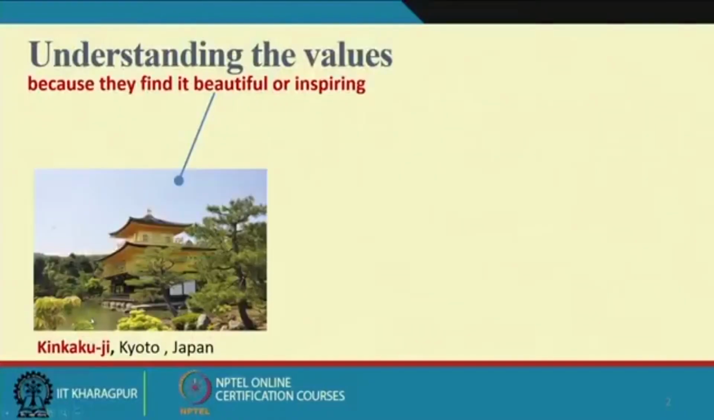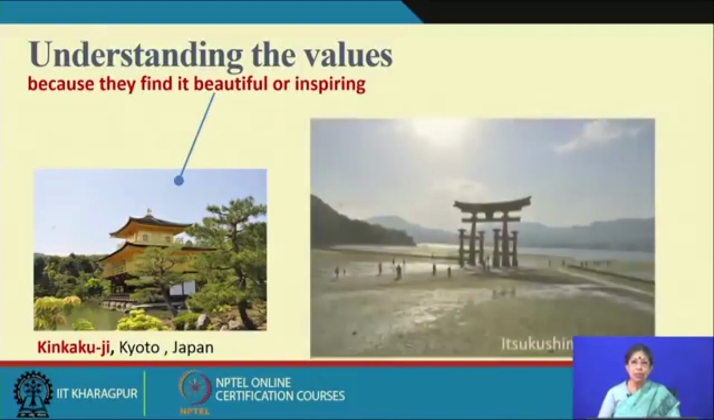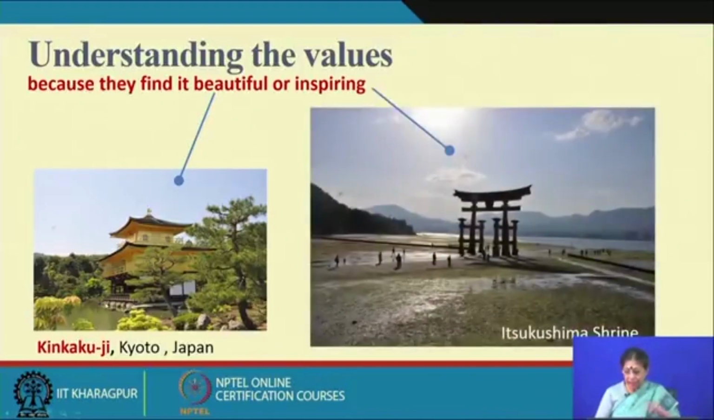If you remember, in the last lecture we talked about a temple in Kyoto, Japan, the Kinkakuji temple. I said that it is a beautiful temple, that its significance is its beauty. At the same time I talked about the Itsukushima shrine in Japan, which I said is inspiring. But who am I to decide which one is beautiful and which is inspiring? Somebody else can come up and say that no, that is beautiful too.